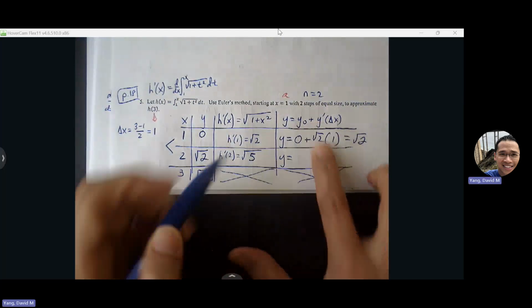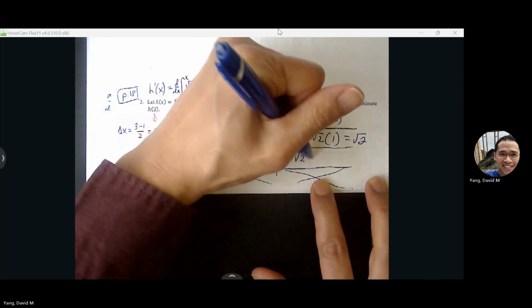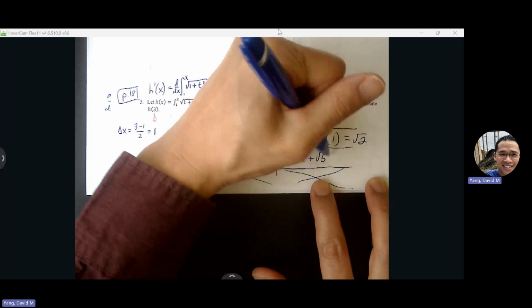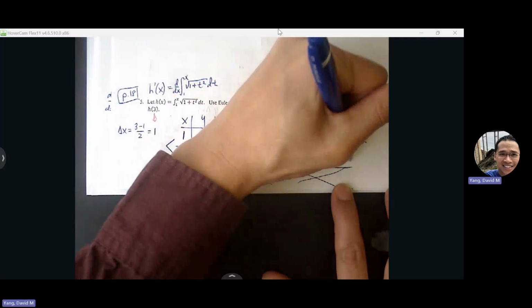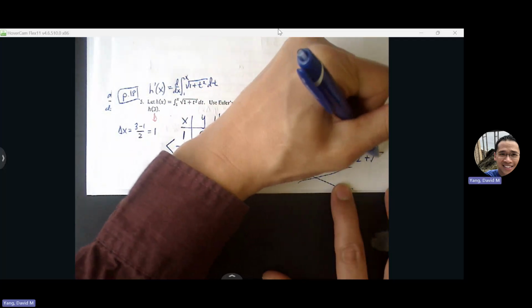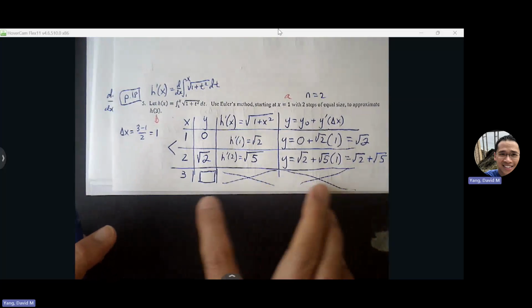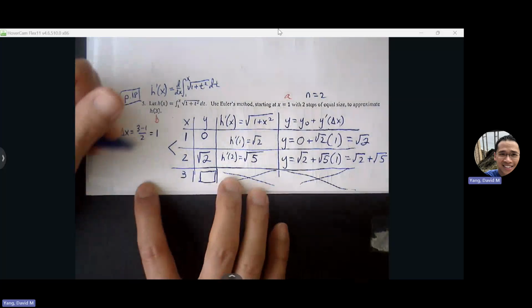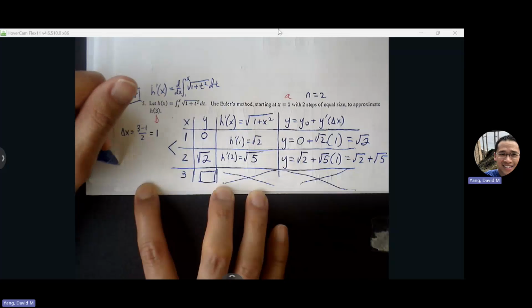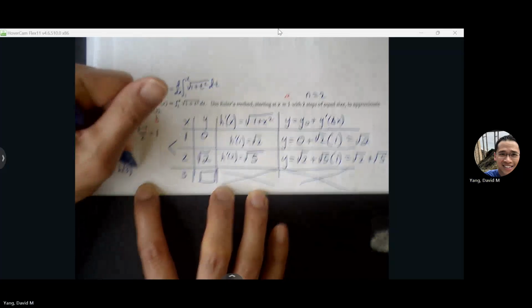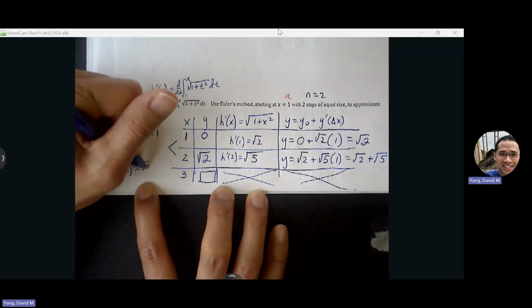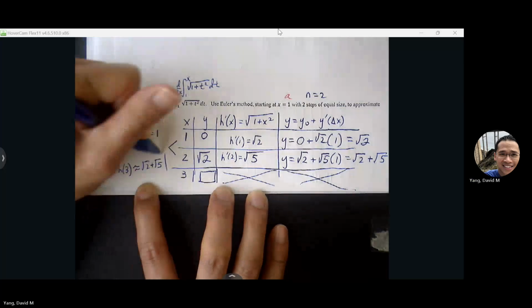Current y value is root 2. Slope is root 5. Step size is 1. So root 2 plus root 5. Whatever that decimal value is, we'll just leave it like that since this is the exact value. So we can just say h of 3 can be approximated to be root 2 plus root 5.